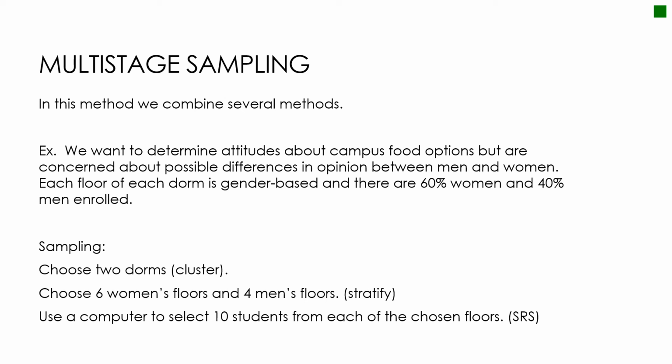So let's say I randomly choose 2 dorms out of, we're assuming, a lot more than 2. That would be cluster. Then I'm going to choose 6 women's floors and 4 men's floors, so then I'm going to stratify because that is 60% versus 40%. And then I'm going to use a computer to select 10 students from each floor, which is an SRS. So again, not used very often, but it is something that is out there.